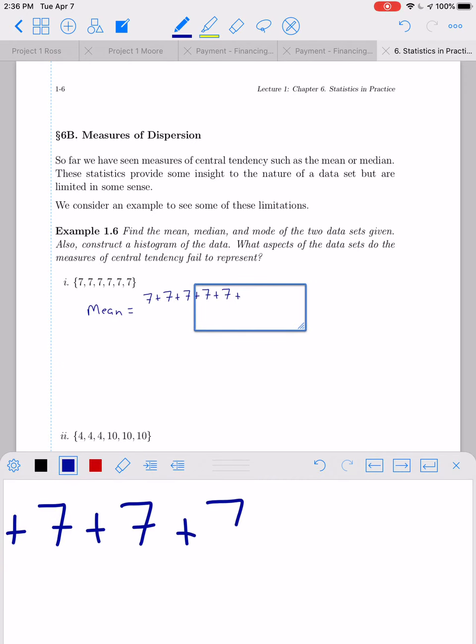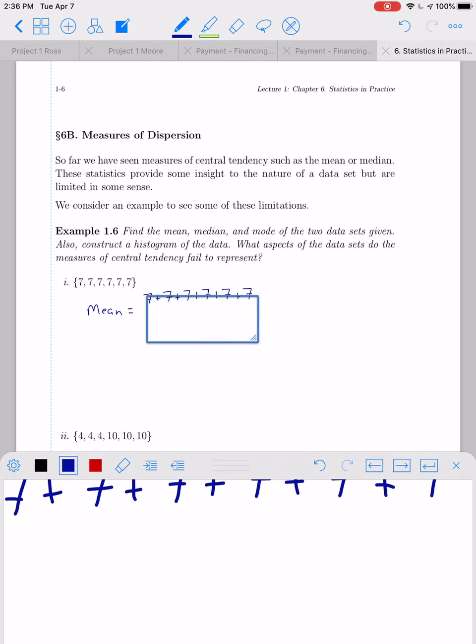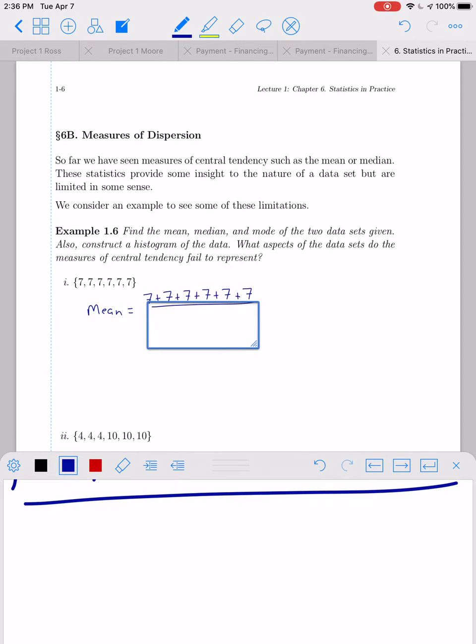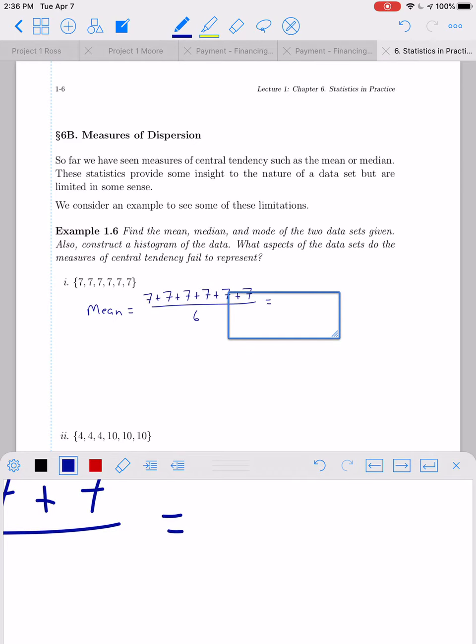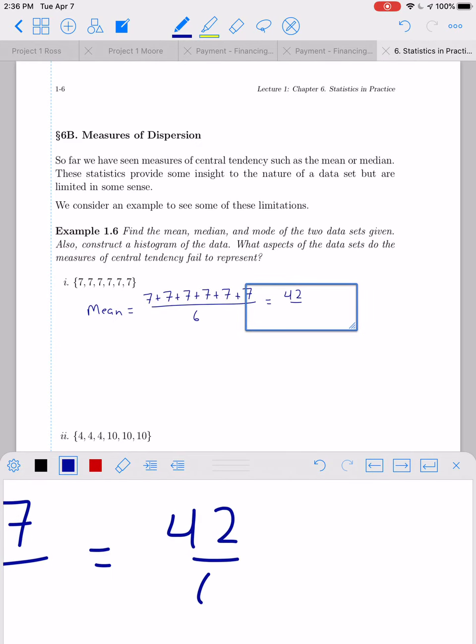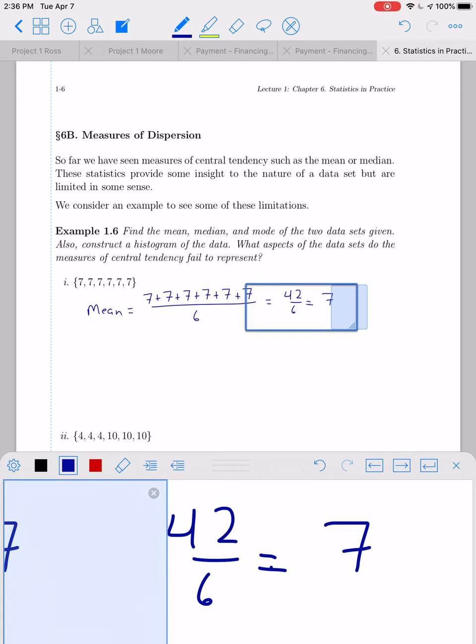I think we have 6 sevens total, that's right. Add them all together, divide by 6. This is 42 over 6, which is 7. So the mean is 7.